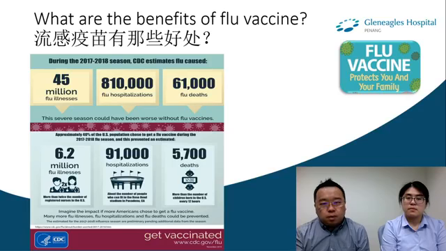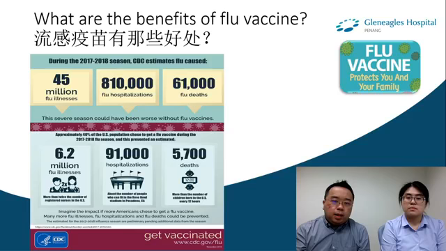So when they went back and looked at those people that got the flu vaccine, they found out 6.2 million people were free from getting a flu when they got the flu vaccine. And out of that, 91,000 people were prevented from being hospitalized. And with the flu vaccine, they prevented 5,700 deaths. So this is why we want you to get your flu vaccine so there's no complication and we can live healthily.